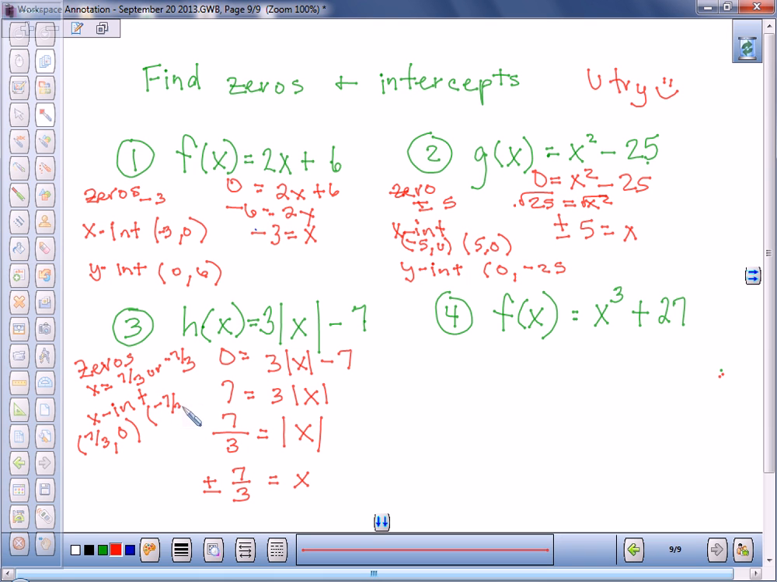Would it be incorrect to write 7/3 equals whatever of x? You can't leave it there. You have to take it to the next step. Oh, yeah, I can handle that. And your y-intercept, if we plug in 0, we get 0 minus 7 is -7.